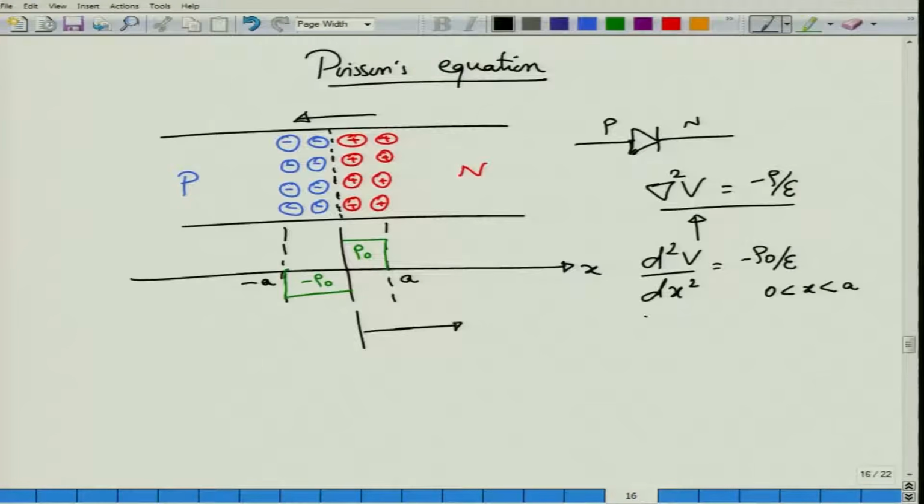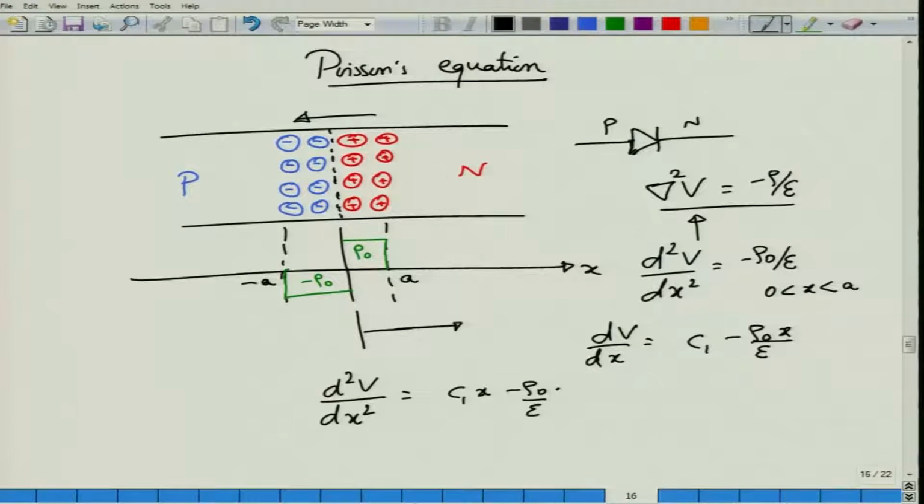Integrating this equation once, you get dV by dx equal to some constant C1 minus rho 0 x by epsilon. We will also need to integrate this once more, right? Rather than directly going to that and adding one more constant, what we will do is first apply the boundary condition and then try to remove C1 right here itself.